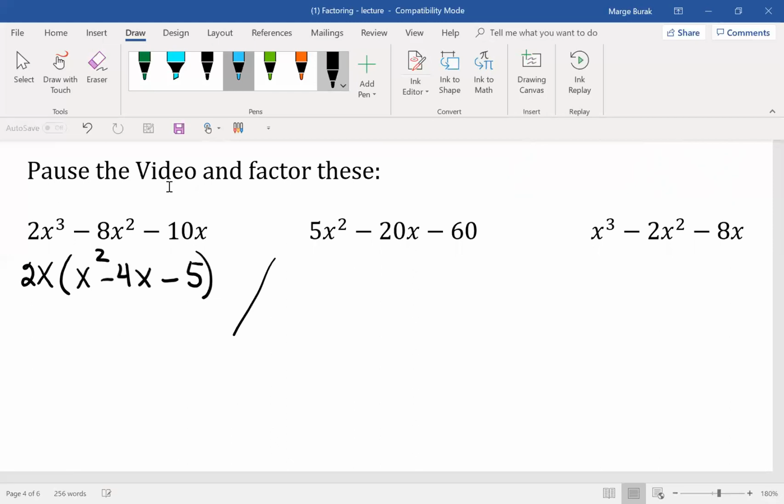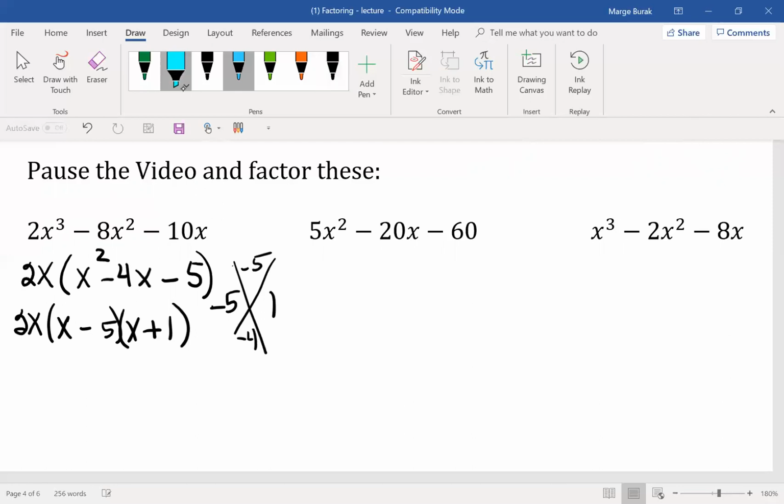And then I'm going to say, oh, they must multiply to -5 and add to -4. Well, that's got to be 5 times 1. But one of them has to be negative. And if the bottom one's negative, the larger one's negative. So I'm going to keep my 2x in the front. I'm going to have 3 factors here. I have a 2x, and then I have these two, 5 times 1, -5 plus 1. There's my answer right there.